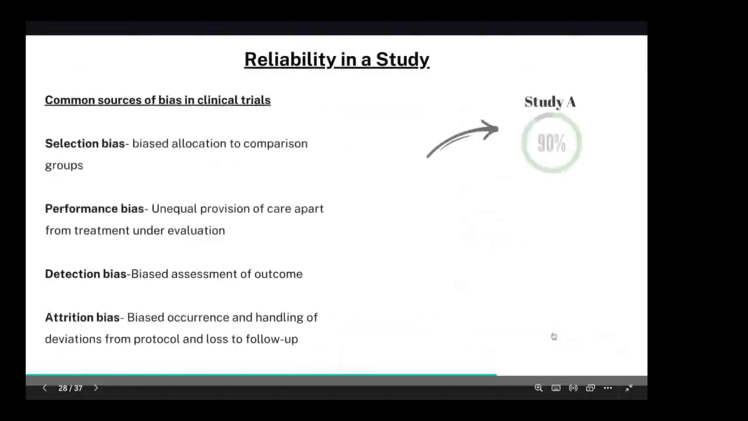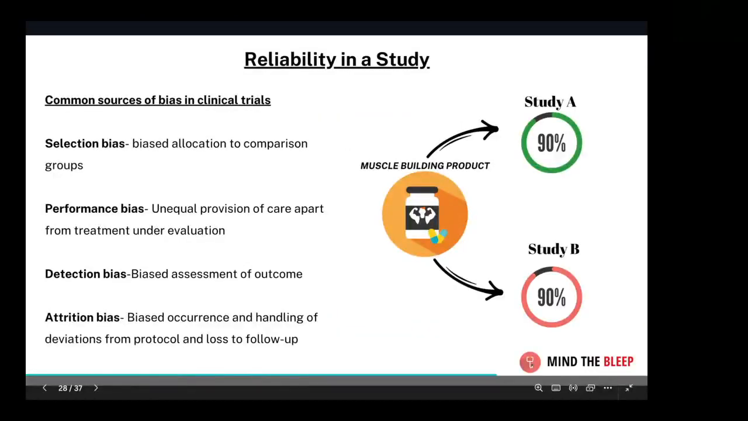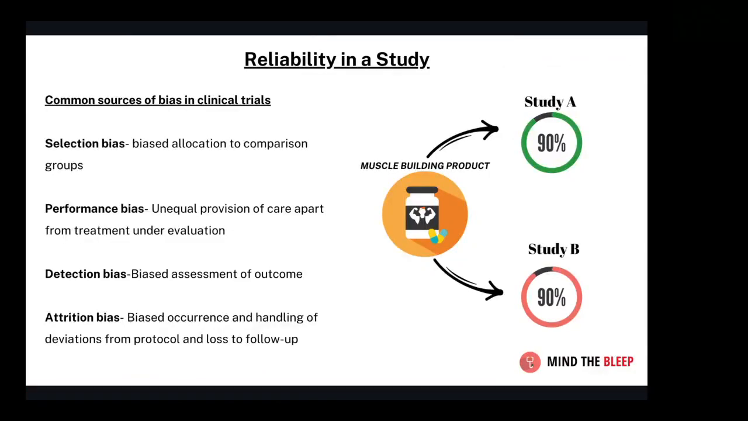So bias is non-random error that leads to deviation in results from the truth. Basically, it is any trend that can lead to conclusions that are different from the truth, where one outcome is systematically favored over the other. There are different types of bias.